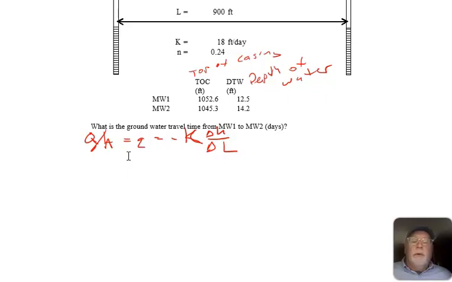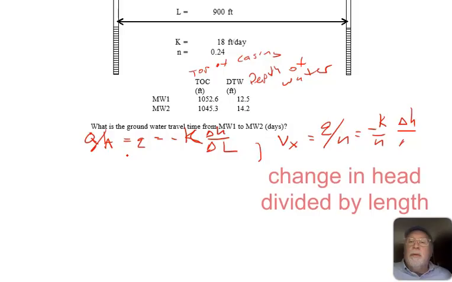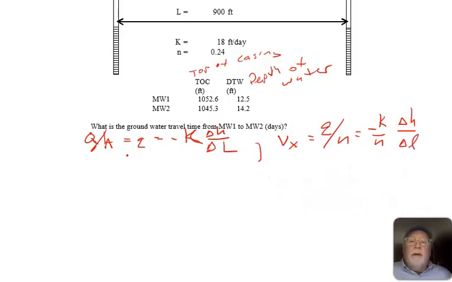And we know that the velocity the water is actually moving, Vx, equals that quantity over n, or equals minus K over n, where n is the porosity, times the change in head over the length. So I need the gradient there.